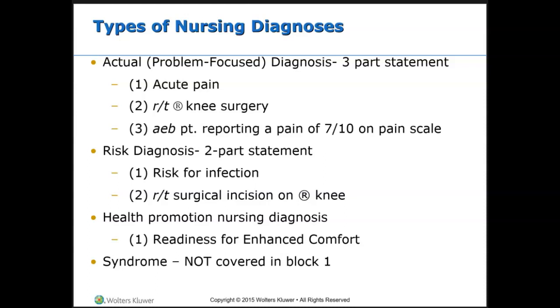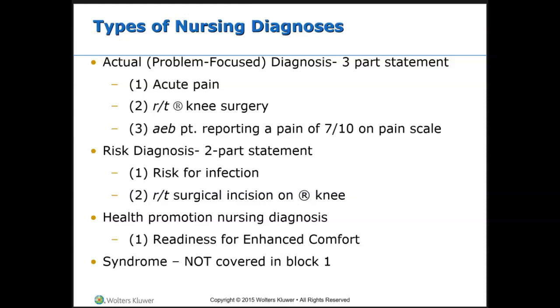Next, we are going to do a risk diagnosis. This only has two parts because the signs and symptoms, the defining characteristics, obviously are not there, because it's not a current problem, it's just a suspected problem or a potential problem. So there's only two parts basically, right?